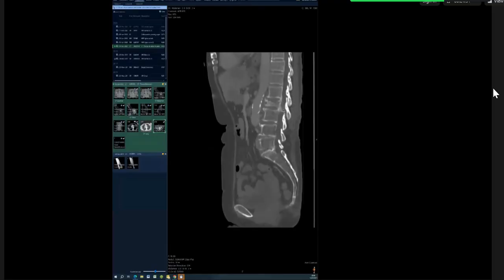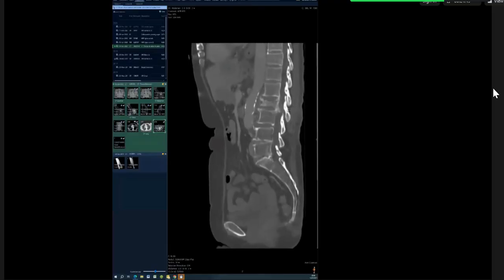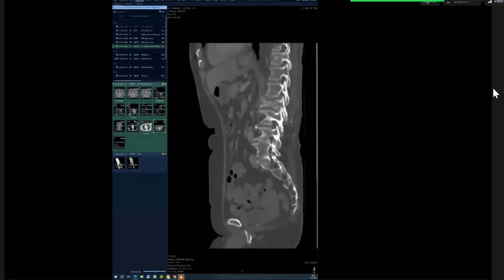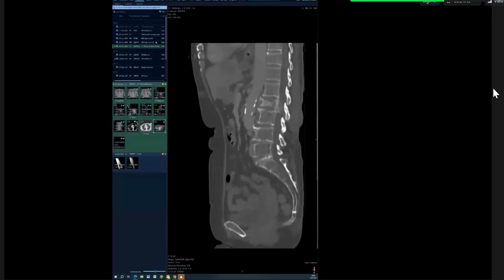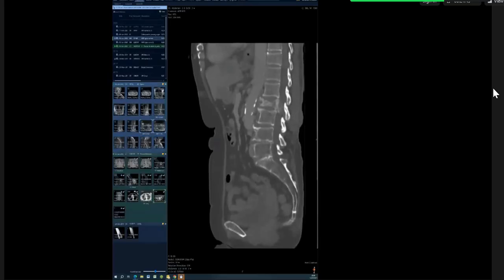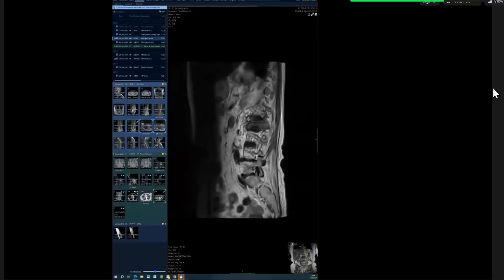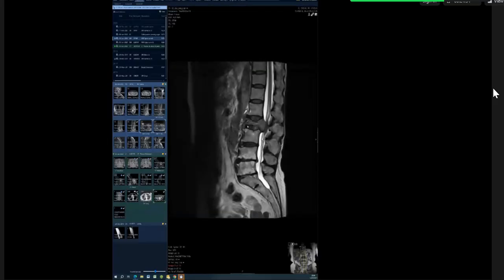This one, if you had picked it, what would be the next step? MRI of the spine. MRI of the spine, yeah, rightful. What sequence would you like to see? T2 weighted sagittal. Okay. There you go.